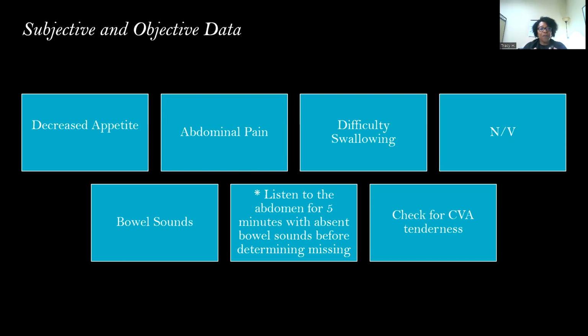Okay. And then don't forget, when you're looking at the abdomen, look for any kind of pulsations from the aorta. That may be around the epigastric area. They may have some peristaltic waves going across the abdomen. So you're looking for that as well.